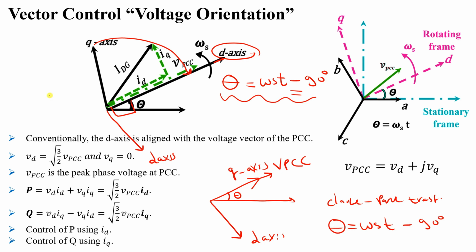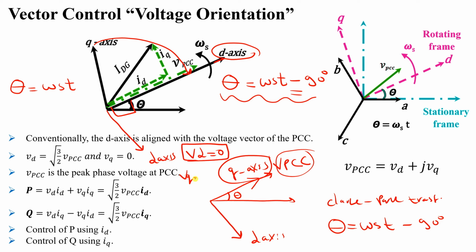In the previous case, we used transformation angle equal to omega st. Okay, so in that case, VBCC is on d-axis. However, here you'll find that q-axis is on VBCC. So you'll find that VD is equal to 0 and VQ will be equal to root 3 over 2 VBCC. Okay, that is exactly the difference between these two.